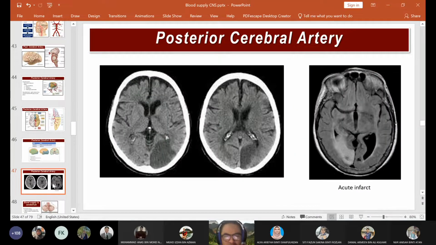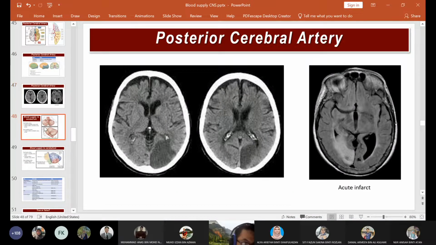This is a picture of posterior cerebral artery when it ruptures. Okay, this is acute infarct, not bleeding. So if the infarct has just happened, acute, you can see it's a bit whitish, and then eventually it will become black like this. This is your a bit chronic.